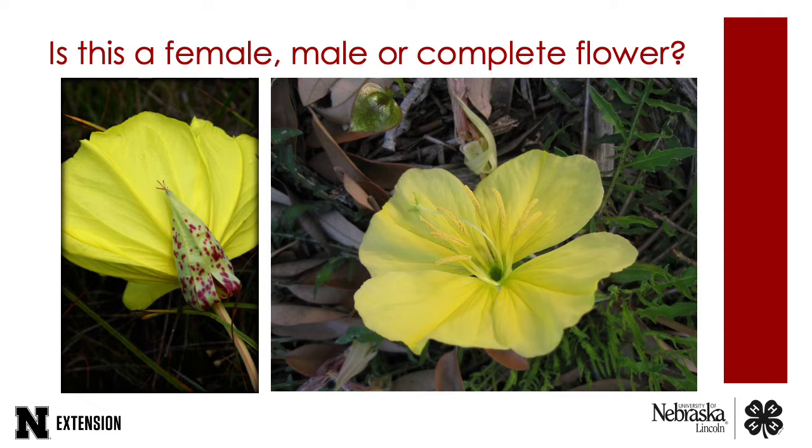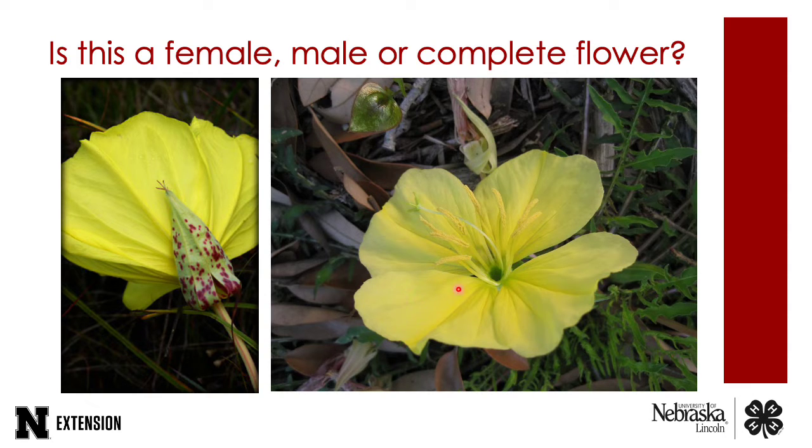Looking at this flower, the question is: is this a female flower, a male flower, or a complete flower? Well, if you look very closely at the second picture, we have male pollen structures here. We have a very thin pistil, which is the female portion, right here. So we have pistils, and we have stamens.